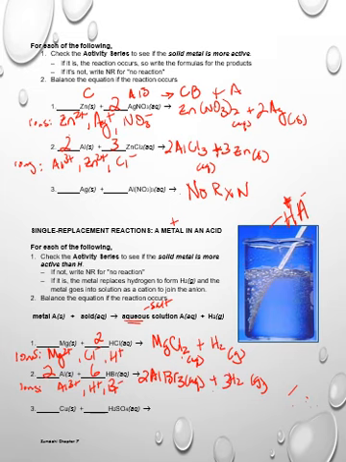Okay, so we now have one last example problem for us here, and that is dealing with copper. So copper, you'll notice, is the first element below hydrogen on our activity series, so this should be a no reaction.